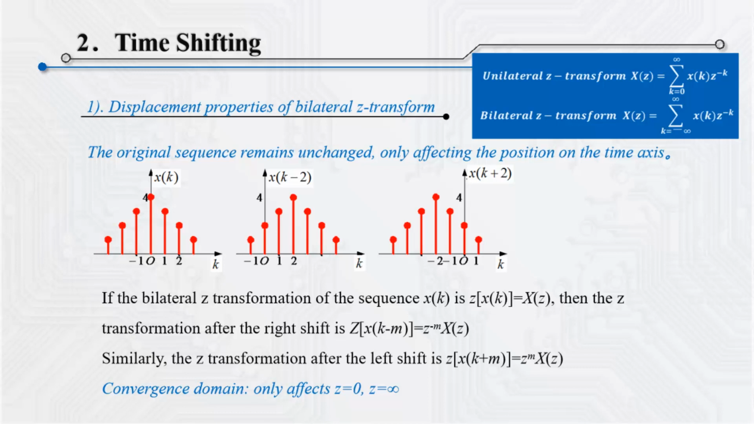It means the sequence values involved in the calculation of the original sequence of the bilateral Z transformation have not changed. Just its position on the timeline is affected. Therefore, based on the original sequence Z transform, multiplying the corresponding shift factor causes such a change. This is a relatively simple case of bilateral Z transform.